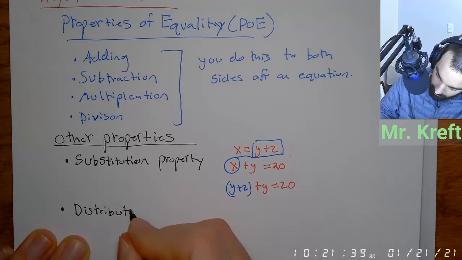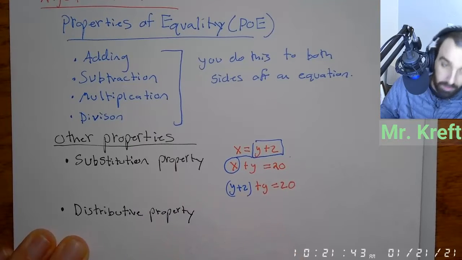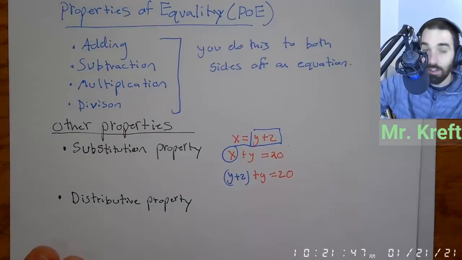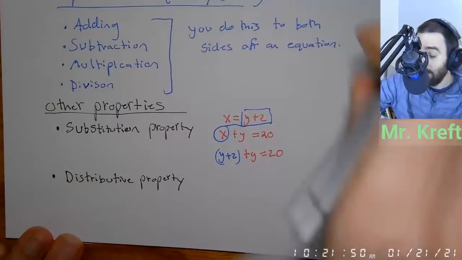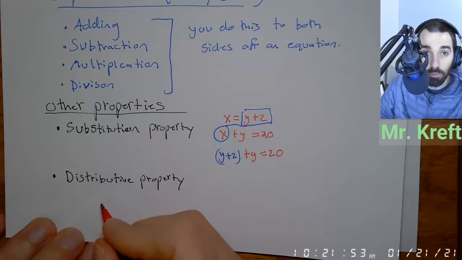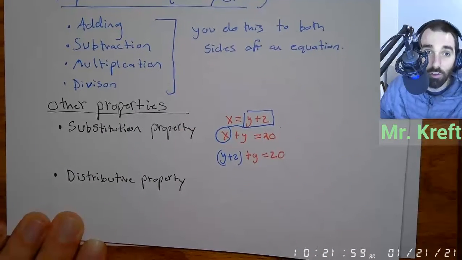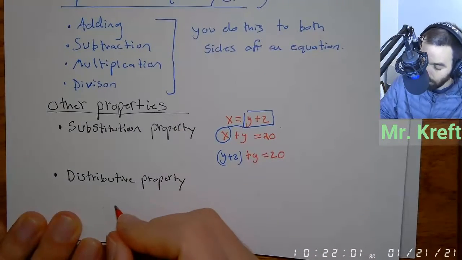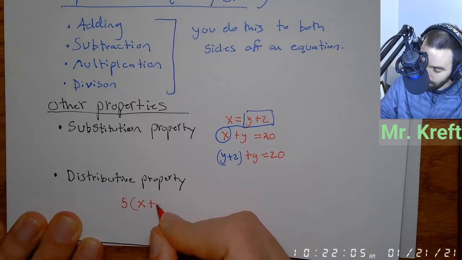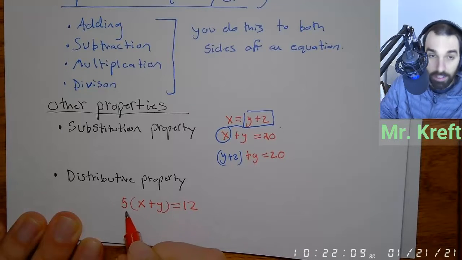Distributive property. Okay, so distributive property, that's something that you have also seen in algebra. Distributive property isn't a property of equality because you just do it on one side of the equation. For example, if I had 5 times x plus y equals 12, right?